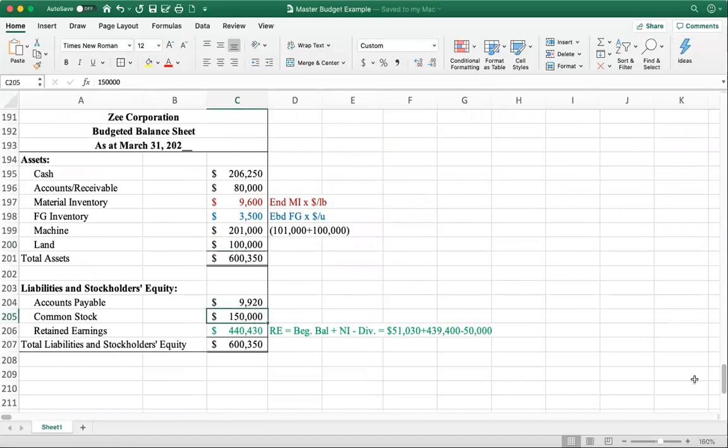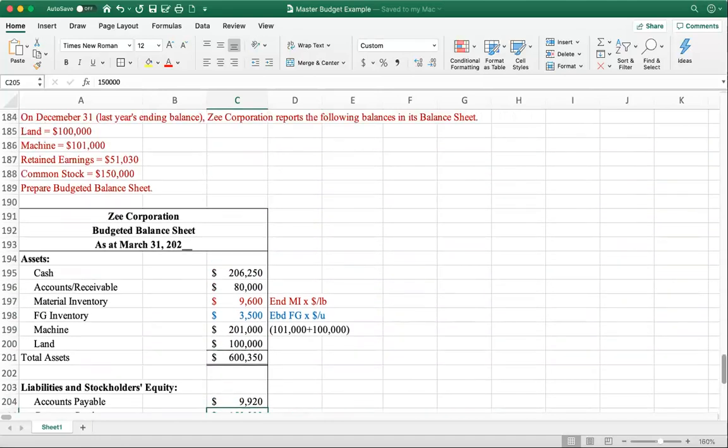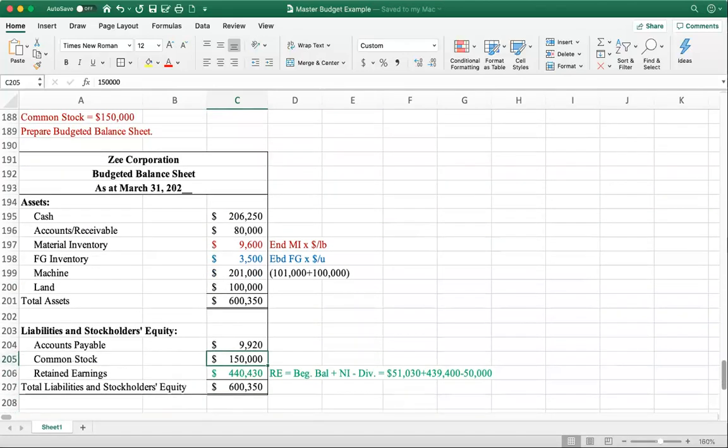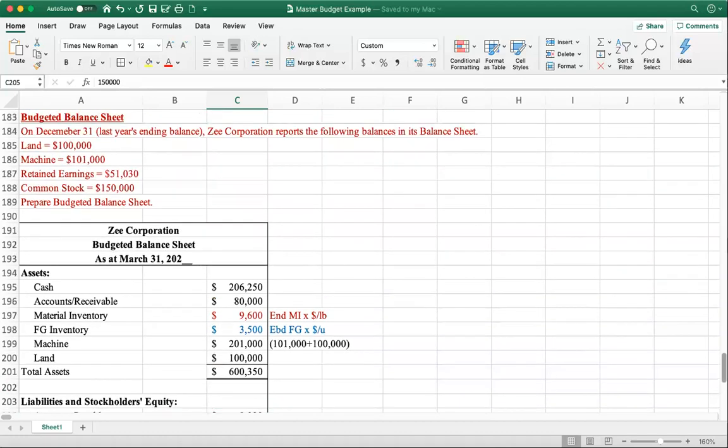Okay, common stock is $150,000. That information is provided right here. Common stock is $150,000. And then the next item is your retained earning. Retained earning is your beginning balance of retained earning plus net income minus your dividends. So your beginning balance of retained earning is $51,030 plus your net income.